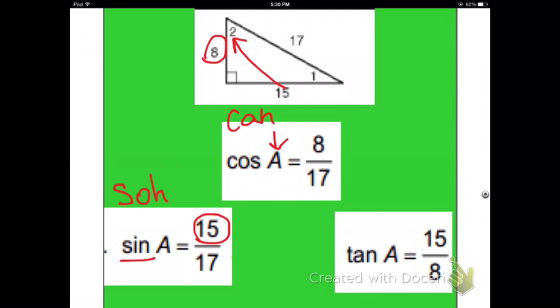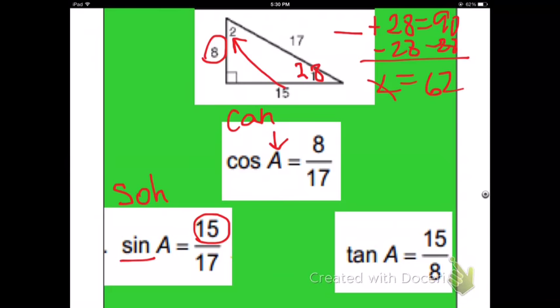Now, we know that our acute angles have to be complementary. And remember, what does complementary mean? If angle 1 was 28, we could use the fact that the acute angles are complementary. So I could say that angle 1 and angle 2 add to give me 90. So I need to figure out what plus 28 equals 90. If I subtract 28 from both sides, that's going to tell me that angle 2, or angle A, needs to equal 62.